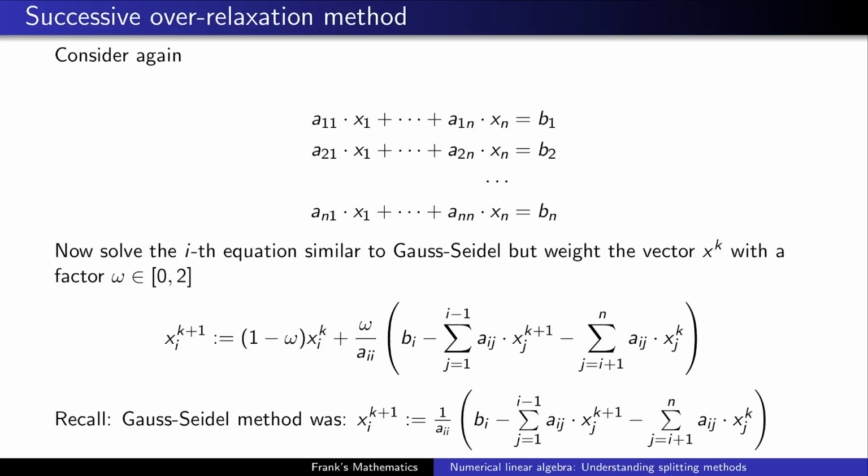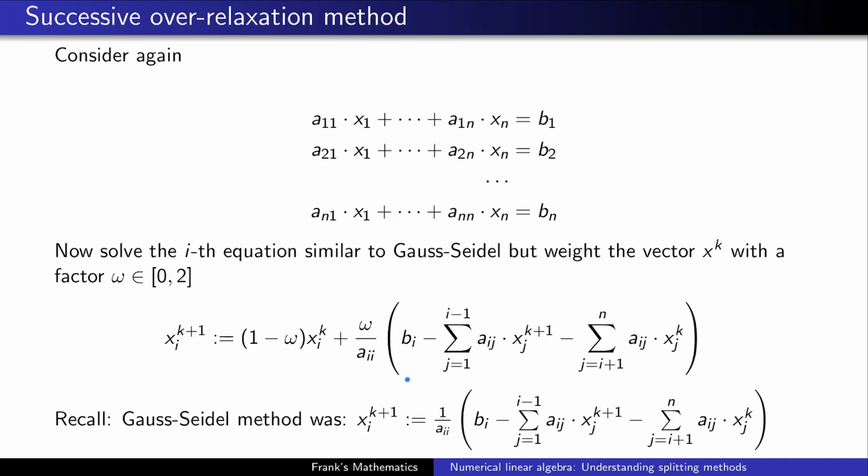The third and the last method I want to show you is the so-called successive overrelaxation method, or SOR method, which actually includes the Gauss-Seidel method as a special case. So again, here we have our n linear equations. We solve the i-th equations similar to Gauss-Seidel. But now, in order to speed up the convergence speed, we add a combination of the old vector xk with the outcome of the Gauss-Seidel method.